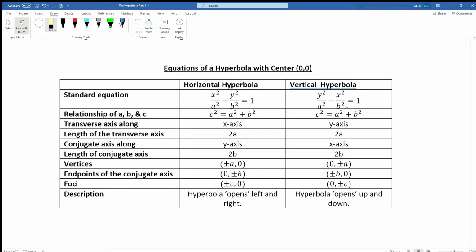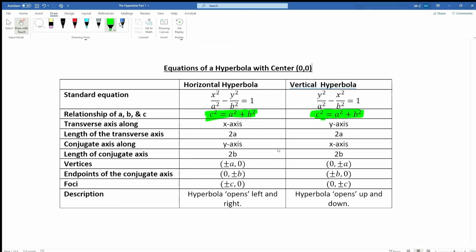The only things I want to point out is that the relationship of A, B, and C for the hyperbola is different than that of the ellipse. C squared equals A squared plus B squared. And this does look like the Pythagorean theorem. Of course, A, B, and C aren't actually the sides of a right triangle, so it's not really the Pythagorean theorem, but it sure does look like it.